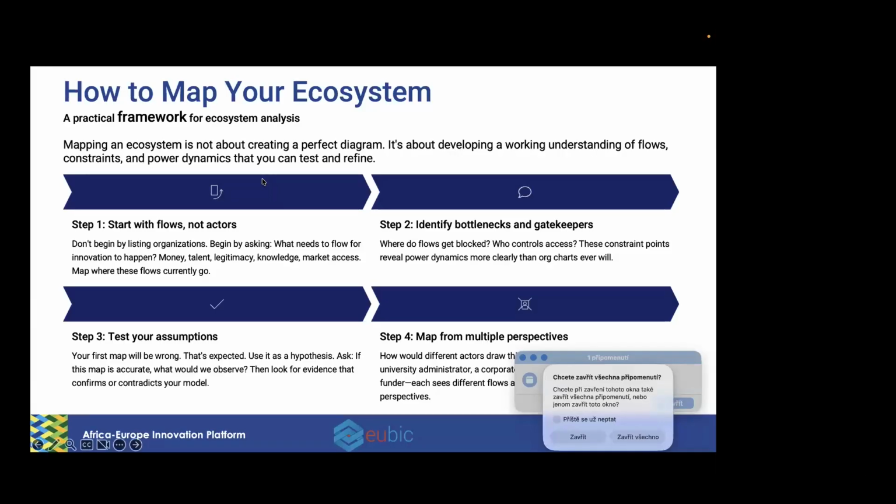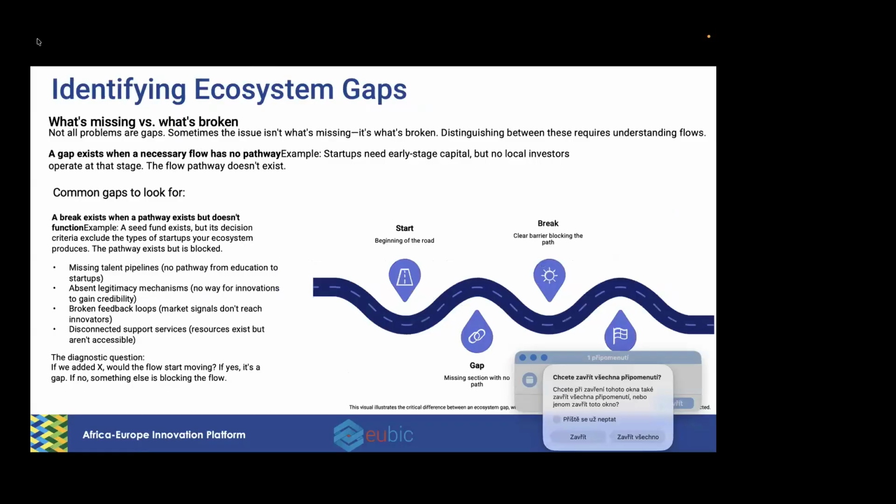There is also a comment from Isabella on the chat, saying that using the flows approach is new for them and perhaps a more realistic approach than what they used to use, because they have been using the actors approach, which in essence might not be the actual engagement they have. All right.